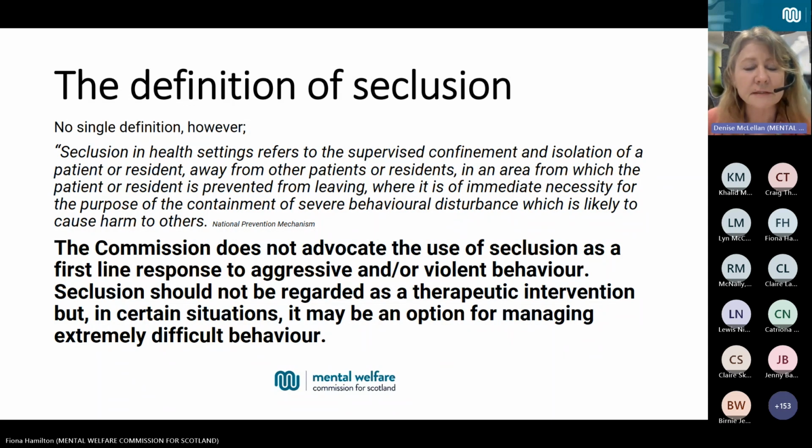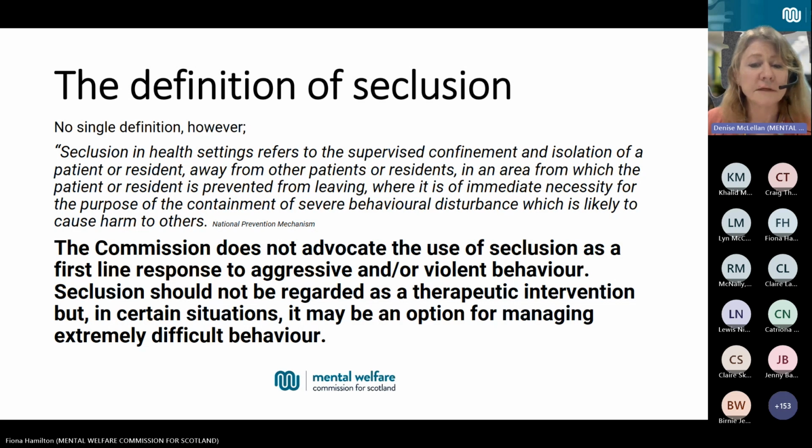Seclusion in health settings refers to the supervised confinement and isolation of a patient or resident away from other patients or residents in an area from which the patient or resident is prevented from leaving, where it is of immediate necessity for the purpose of the containment of severe behavioural disturbance which is likely to cause harm to others.